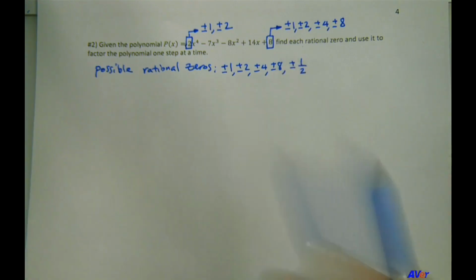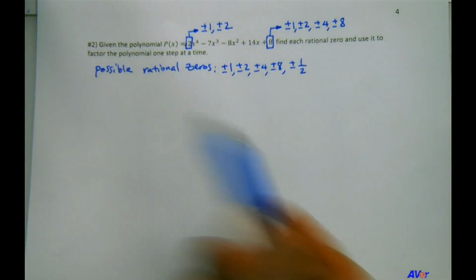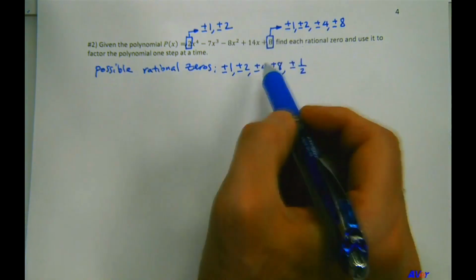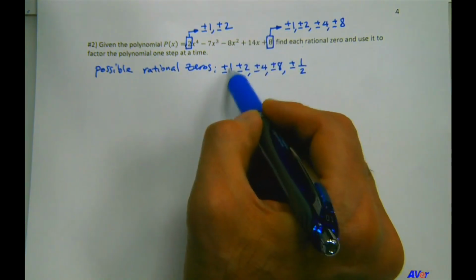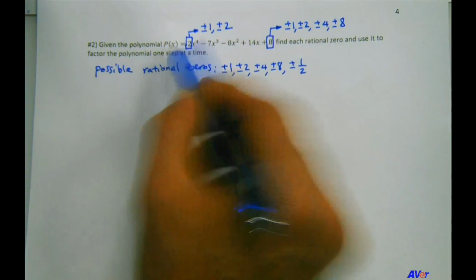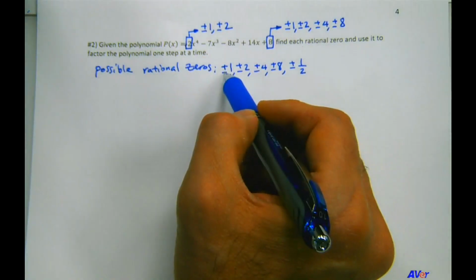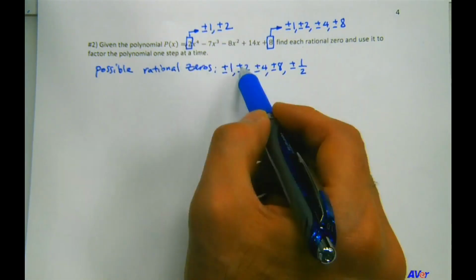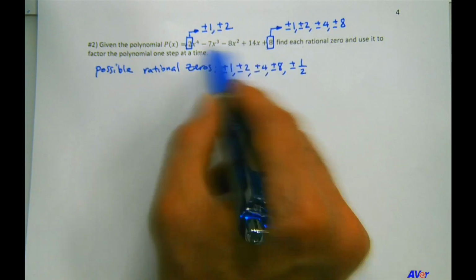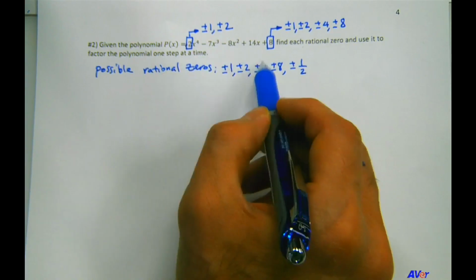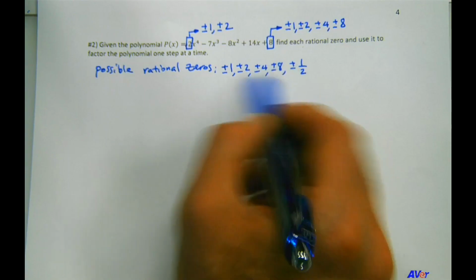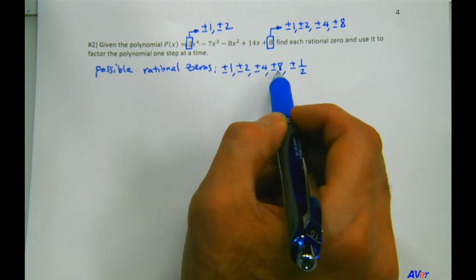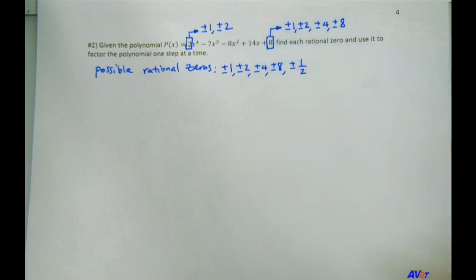the ones that I know will work, because if we don't, we're going to be sitting here trying all of these. But the procedure goes that we would try plus 1 here to see if we get a 0. We would try negative 1 here to see if we get a 0. Then we would try plus 2 to see if we get a 0. Then minus 2, plus 4, minus 4. We would try all of these 10 different possibilities to see which one will lead to 0.